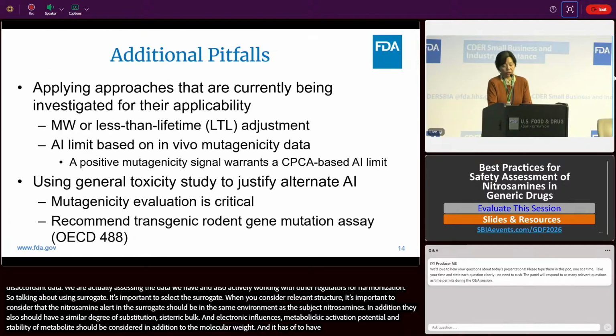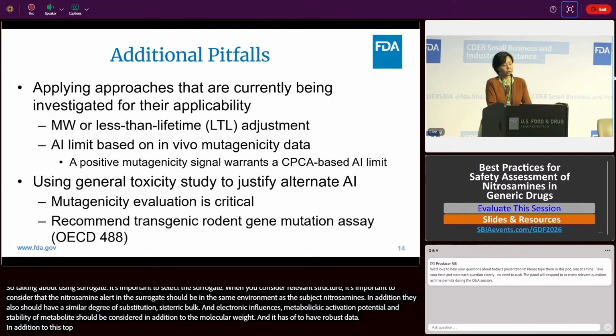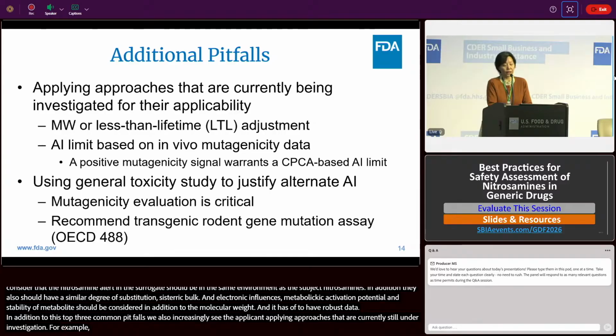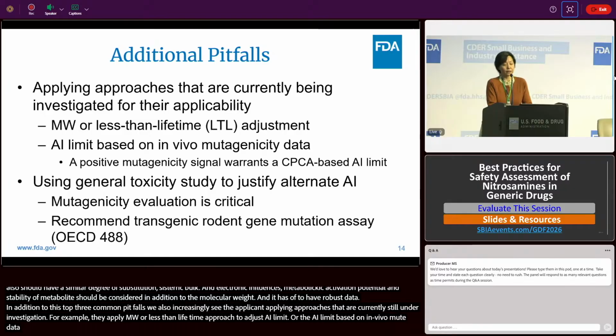In addition to these top three common pitfalls, we are also increasingly seeing applicants applying approaches that are currently still under investigation. For example, they apply a molecular weight or less-than-lifetime approach to adjust the AI limit, or set the AI limit based on in vivo mutagenicity data. Since those approaches are still under investigation, including assessment by ICH M7, currently FDA does not accept those approaches.